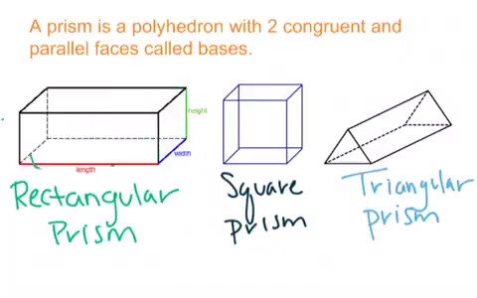So not all faces, but the two congruent and parallel faces are called bases, and they are congruent and parallel. So right here, this triangle on the triangular prism is congruent and parallel to that triangle. Prisms are named by the shape of their base. So right here, you would name this a rectangular prism because the base is a rectangle. This is a square prism because the bases are squares. And then over here, this is a triangular prism.